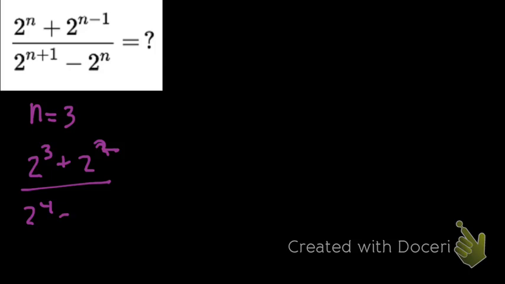One thing that might help in seeing this question is if, let's say we just threw a number in there. Let's just say n was equal to 3. So then we add 2 to the third plus 2 to the second, over 2 to the fourth minus 2 to the third. Alright, so in the numerator, I mean, we can add those together, but why not pull out a 2 squared? We pull out 2 squared and we're left with a 2 here and a 1 there, because 2 squared times 2 gives us 2 to the third, and 2 squared times 1 gives us 2 squared.